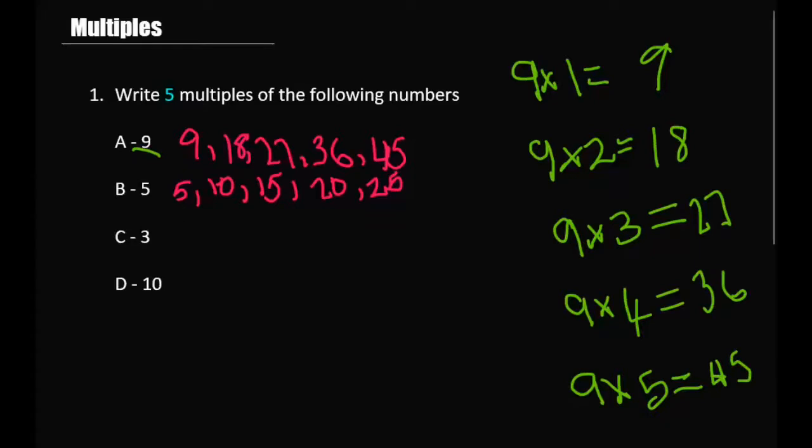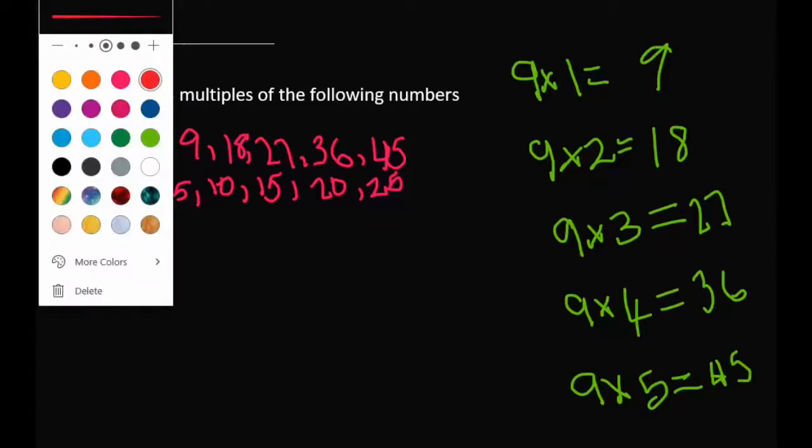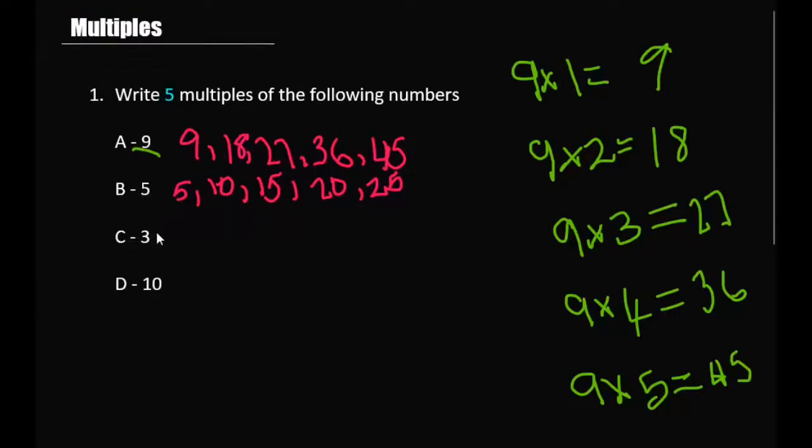Let me just change the color. So 3 times 1 is 3. 3 times 2 is 6. 3 times 3 is 9. 3 times 4 is 12. And 3 times 5 is 15. And now we have the 5 multiples of 3 as well. And the last number is 10.